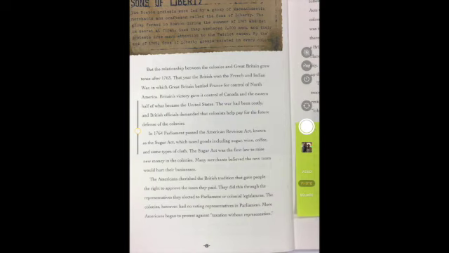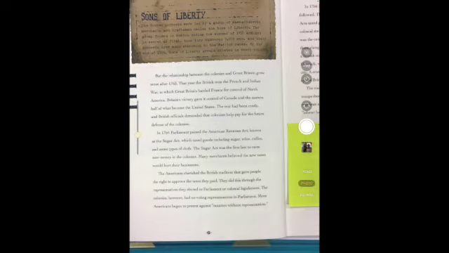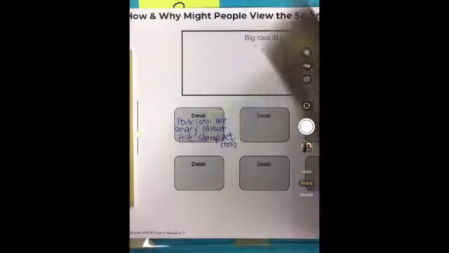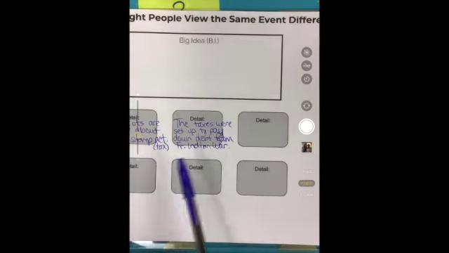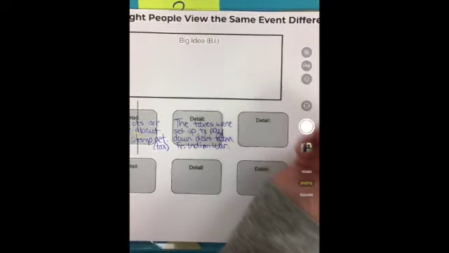So if they wanted the British Army, sounds like they're going to have to start paying these taxes. That gives me a little understanding of maybe why there were taxes in the first place. So I'm going to write that detail down. So the taxes were set up to pay down the debt from the French and Indian War.